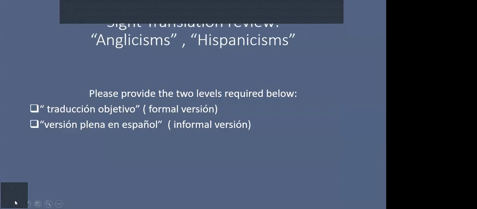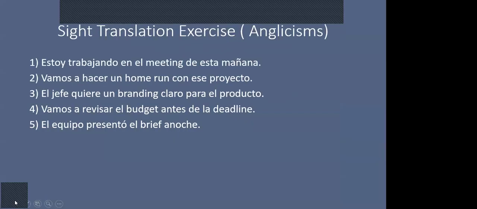We're gonna do our best here. This is simple. I don't think there are as many cases, so I could come up with a couple here. Let's do some sight translation, just as a wrap up on this topic of Anglicisms and Hispanicisms. If you could provide some sight translation here, that'll be very, very useful.